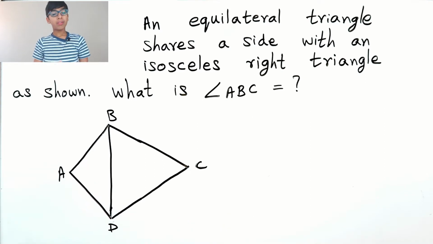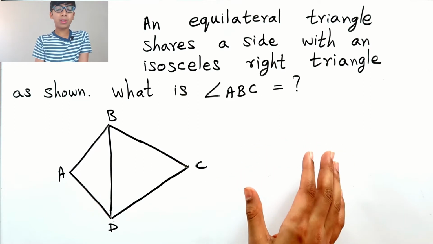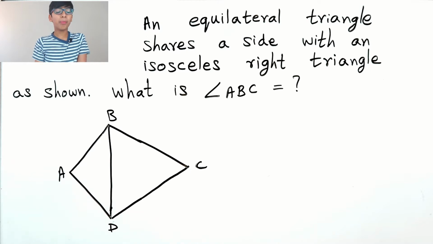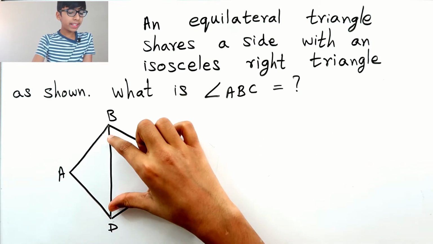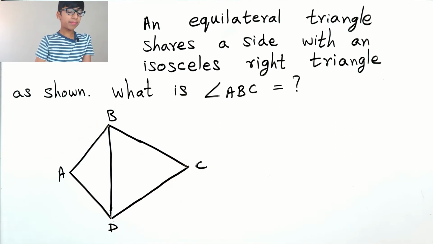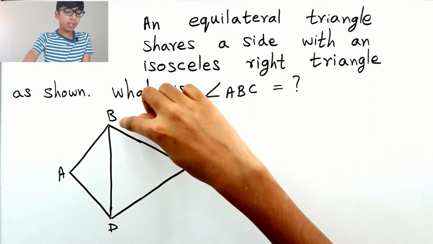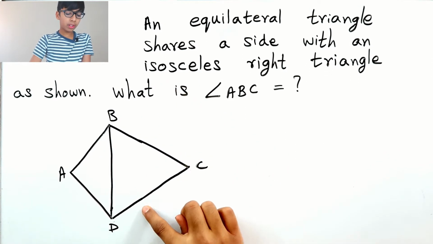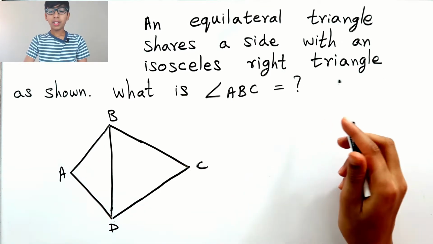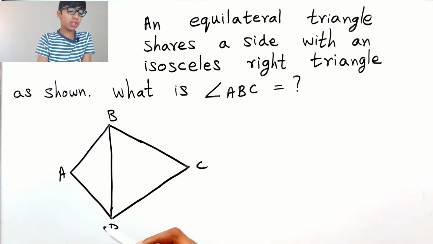An equilateral triangle is a triangle which has all of its sides equal, so three of its sides would be equal. Now let's look at this triangle. If you look here, this side is bigger than both of these sides, and if you look here, this side and this side are equal, and this side is equal to this side. So that means this bigger triangle is the equilateral triangle. And this is the isosceles right triangle.